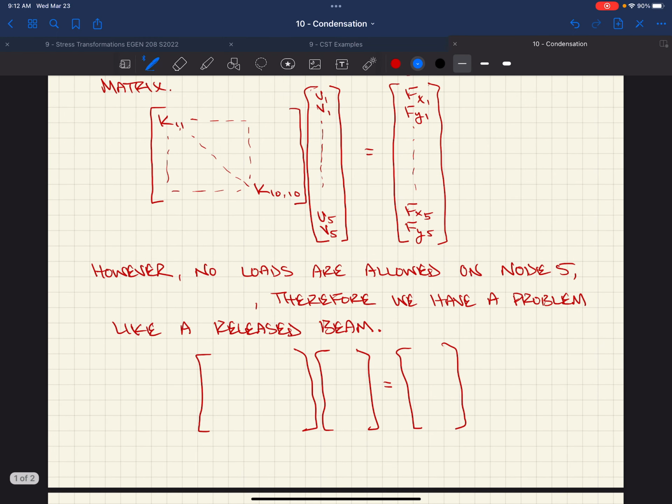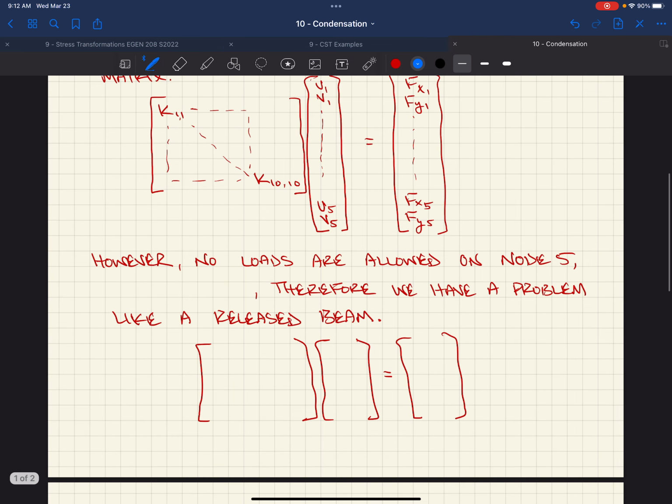True condensation, okay? We're going to deviate a little bit from what VA does, but true condensation, all right? No loads are allowed on node 5. What does that mean? That means Fx5 equals Fy5, and that equals 0.